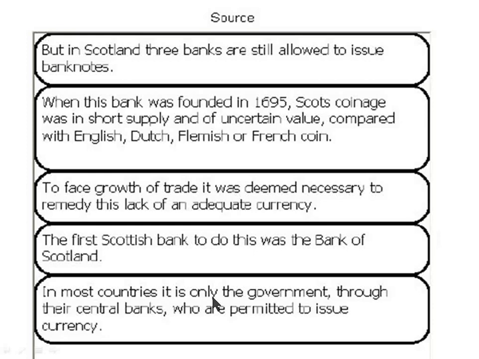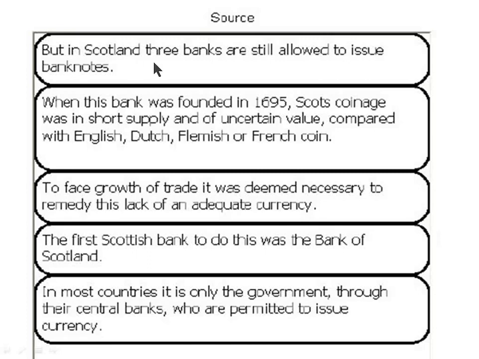Okay, let's find the second one. It is only, and only is always followed by but. So this will be our second: but in Scotland, 3 banks are still allowed to issue banknotes. If you read it again, you will find the continuation. In most countries, it is only the government through their central banks who are permitted to issue currency. But in Scotland, 3 banks are still allowed to issue banknotes. So technically this only is followed by but. So this is the connector and this is how these 2 paragraphs are connected.